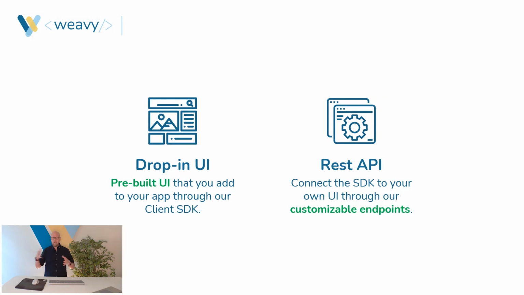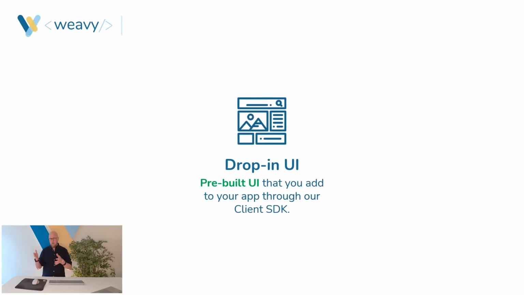There are two ways of getting Weavy into your app. It's either the drop-in UI approach or the API approach. You can actually mix them together, but more commonly you choose one or the other. In this particular demo, I'm going to focus on the drop-in UI approach, which is our pre-built UI using our client SDK. And to be honest, most of our users are using that approach, like 9 out of 10. You just drop it literally into your app, you style it so it looks like yours, and off you go. So you can go into production in a couple of weeks instead of months.